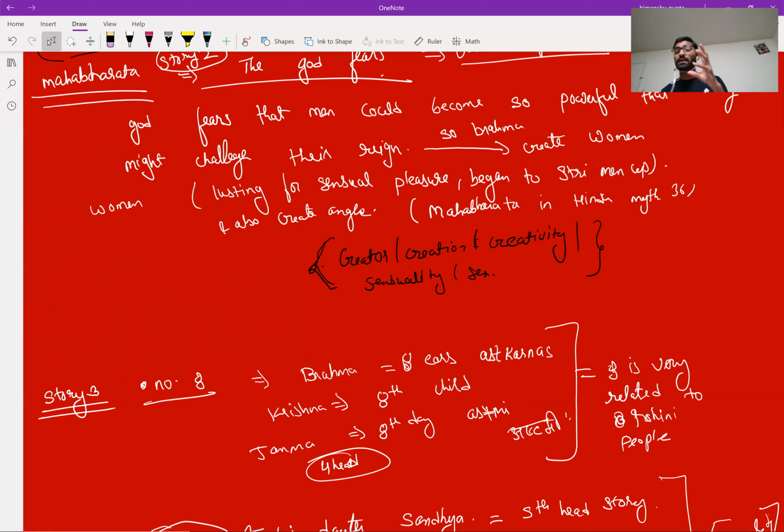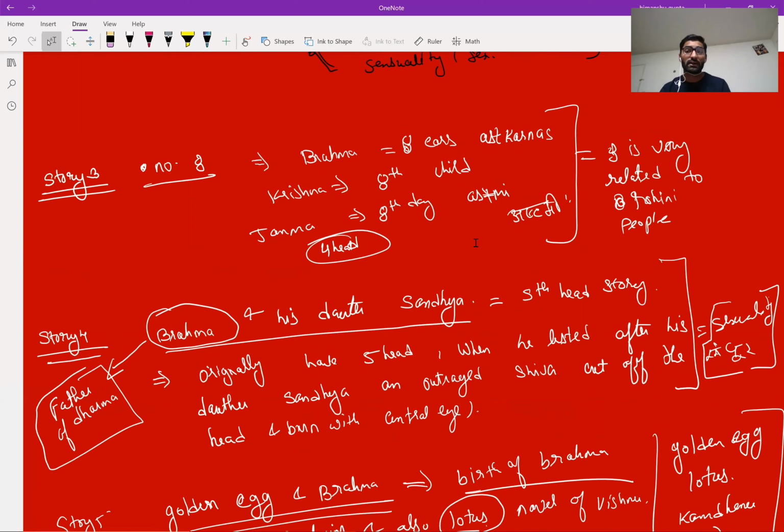So this is the extraction from this story. The third story is of number 8. Number 8 is very lucky. Why is number 8 very lucky for Rohini people? There are two, three reasons behind that. One is the deity of Rohini Nakshatra is Brahma. Brahma is also said to have 8 ears, in Hindi we say Ashtakarna, one who has 8 ears. And Krishna closely resembles the Rohini Nakshatra. Krishna is the eighth child of Devaki, and secondly, the birth of Krishna was on Ashtami, which is the eighth day. So eight is a very powerful number related to Rohini people. This is one of the auspicious numbers for Rohini people, just to remember.